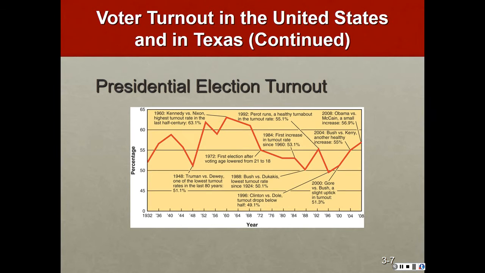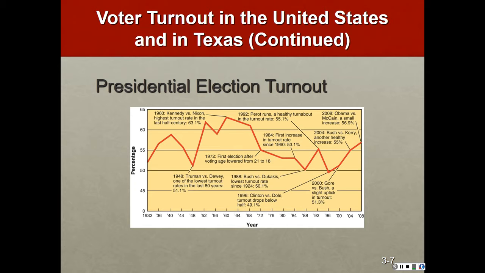In 1952, we hit a fairly decent high of 62%. That was our 1960, Kennedy versus Nixon, the highest turnout rate in the last half century, at 63.1%. So the best we've ever had for a presidential election turnout is 63.1%.